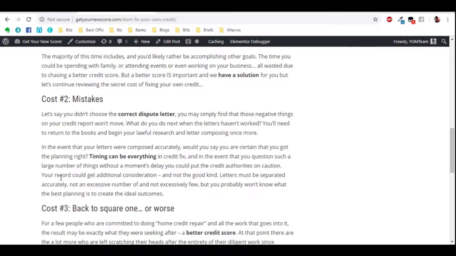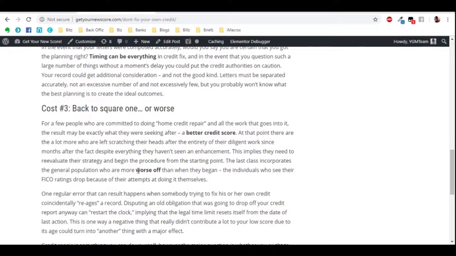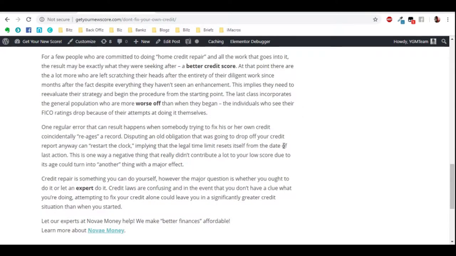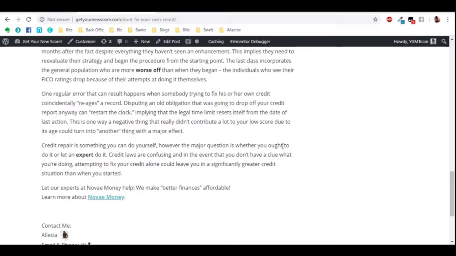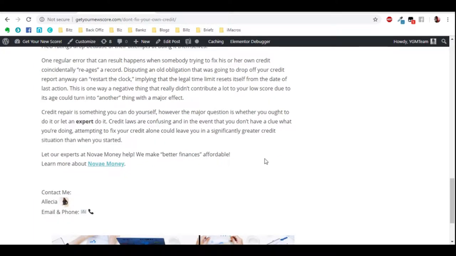And if you make the wrong mistake, then things can come back to you. Cost number three is that you can go back to square one. That's basically what I was talking about with re-aging things that are already going to fall off anyway. And then here you are trying to fix it, and now you have to start all the way back at square one. Credit repair is definitely something you can do by yourself. However, you have to look at the additional costs: the time, the mistakes, and having to start all the way back over. You can just let our experts at Novae Money help you with that same exact thing. Just pay somebody to do it.